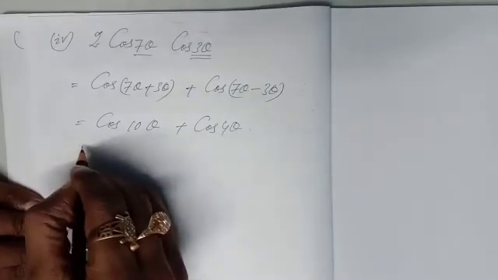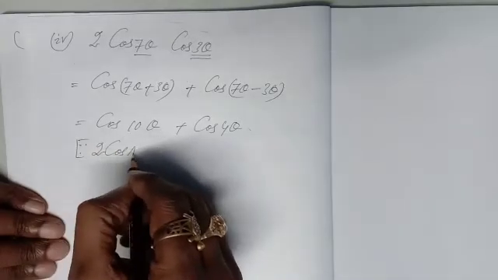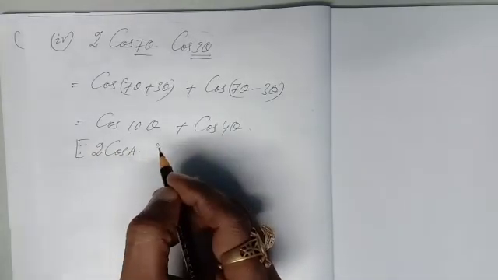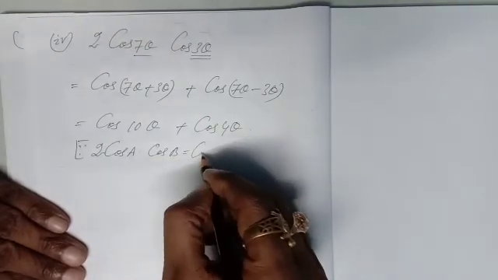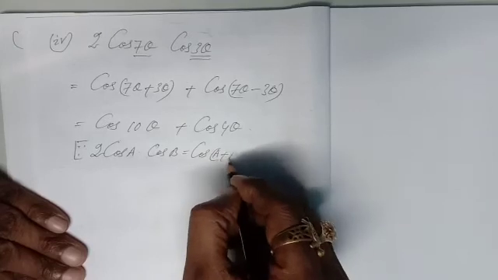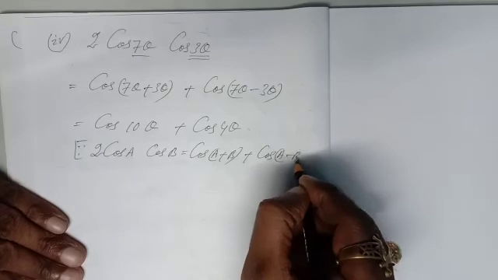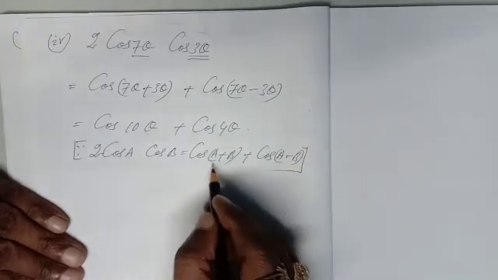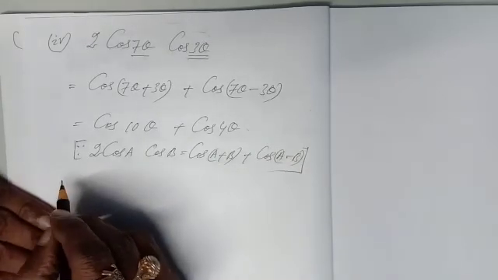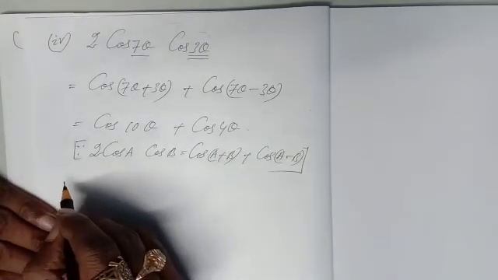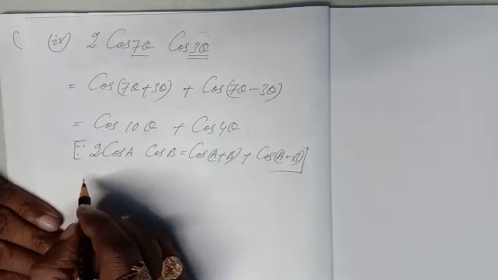I am writing the formula here for your convenience. For 2 cos A cos B, the formula is cos(A plus B) plus cos(A minus B). In this way I have completed number 1 of the 4 parts. Okay. Next I am going to number 2, question number 2.